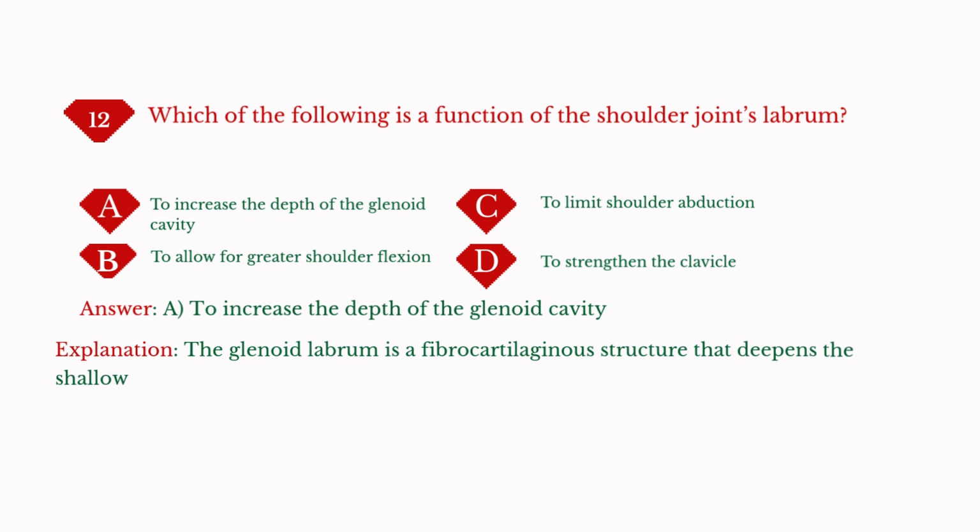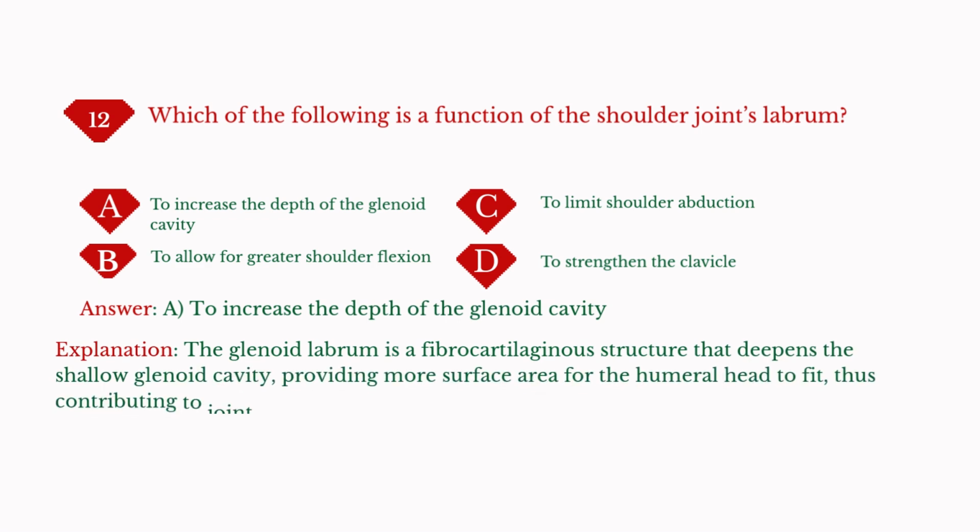Explanation: the glenoid labrum is a fibrocartilaginous structure that deepens the shallow glenoid cavity, providing more surface area for the humeral head to fit, thus contributing to joint stability.